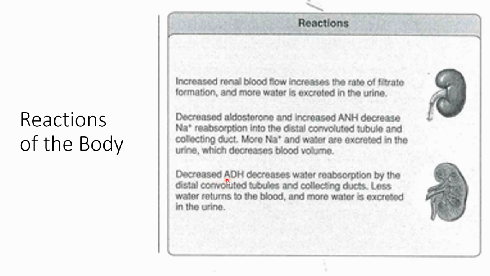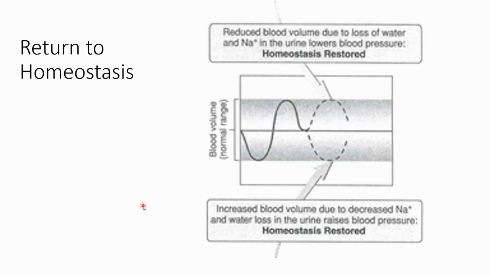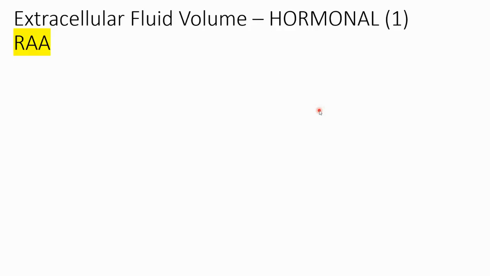Decreased antidiuretic hormone is going to decrease water reabsorption by the distal convoluted tubule and the collecting duct. Less water in the blood means more water excreted in the urine. So you're going to get very dilute urine here. Reduced blood volume due to loss of water and sodium in the urine is going to lower blood pressure, hopefully. And I'll let you go the opposite route on your own because, again, you do have that handout.